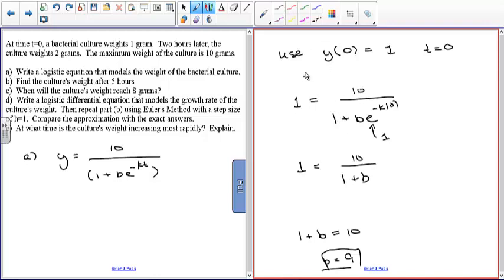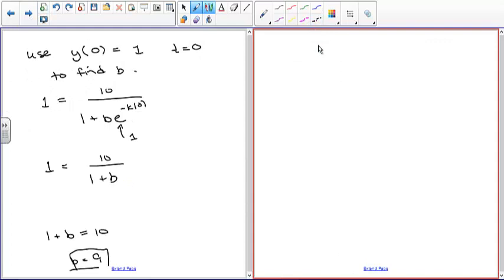So we'll use this to find b, which we did. B equals 9. Okay. The next thing is at 2 hours, we've got 2 grams. So we know that y of 2 equals 2. So that's at t equals 2. So we take the y value, 2 is equal to 10 divided by 1 plus, we now know b, 9 e to the minus k times the time, which is 2. Just turns out they're the same number in this case.